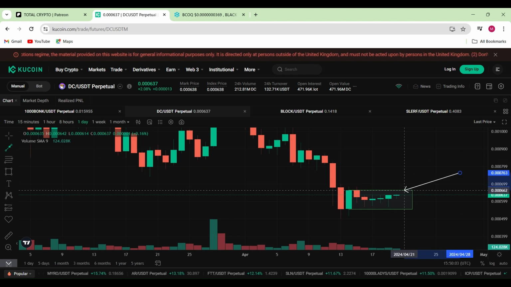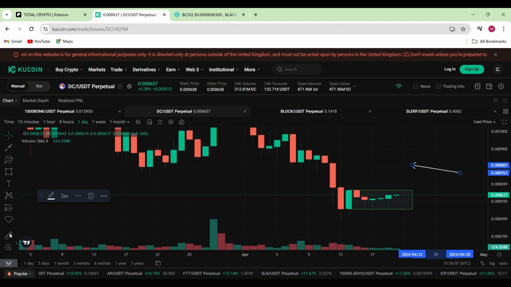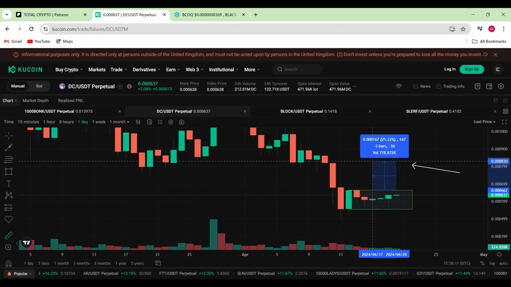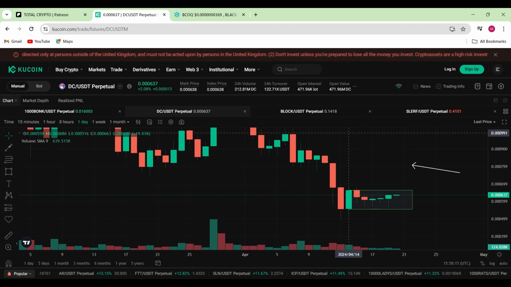Once we cross this level here, we should be expecting a trade from up there, and that should give us a return of 27% move to the upside. So that's not too shabby, guys.